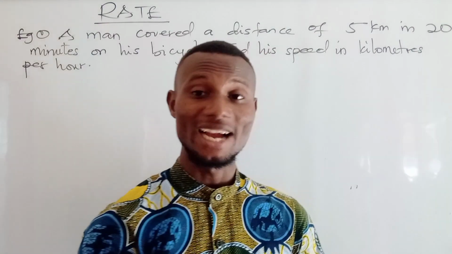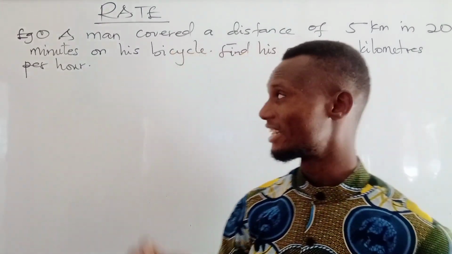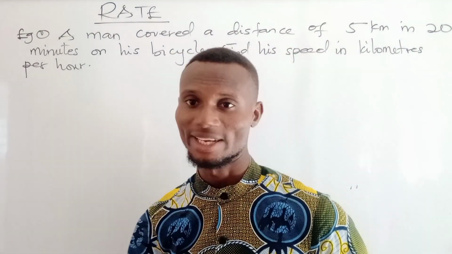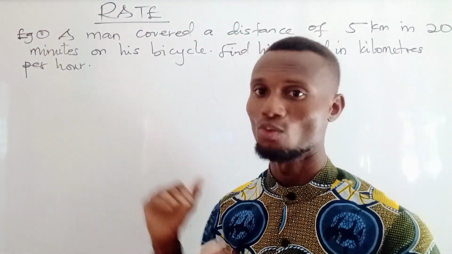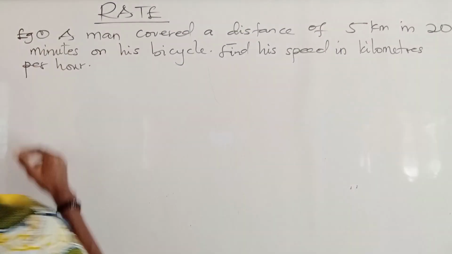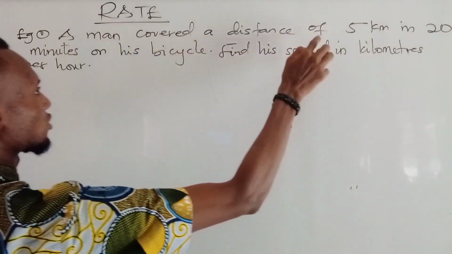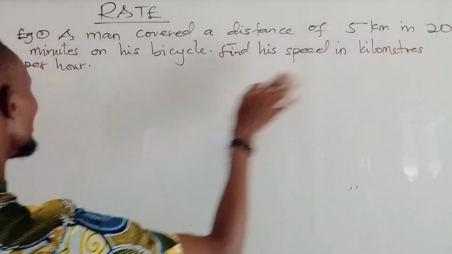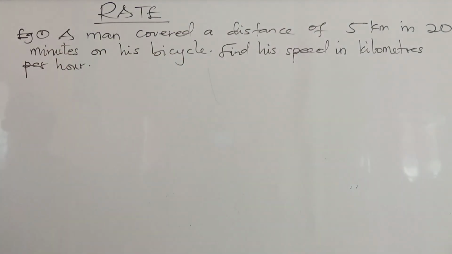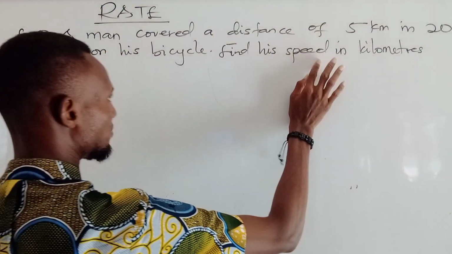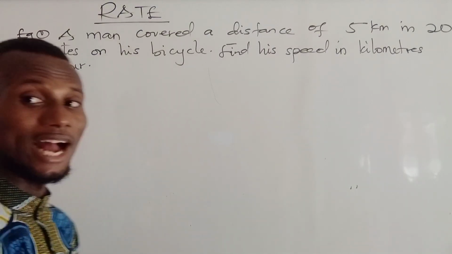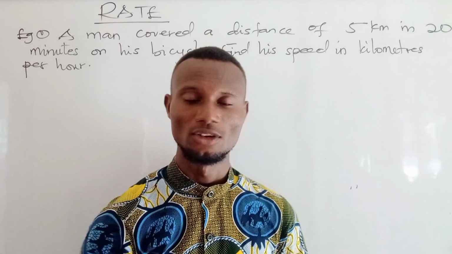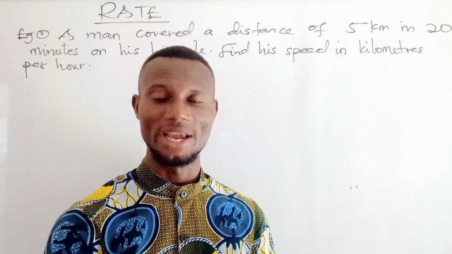The question is asking us to find the speed of the man in kilometers per hour. Let me read the question one more time. It says that a man covered a distance of 5 kilometers in 20 minutes on his bicycle. It says find his speed in kilometers per hour. So we are being asked to find the speed of the man in kilometers per hour.